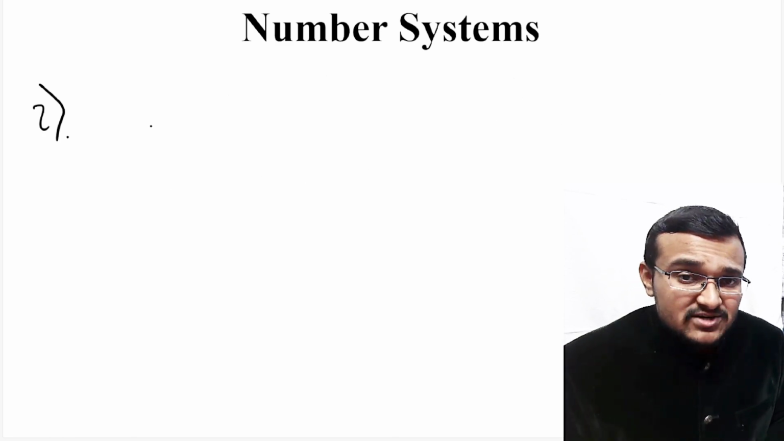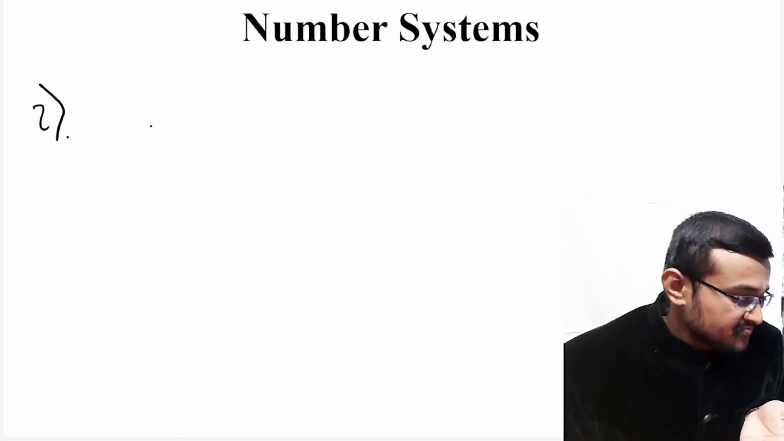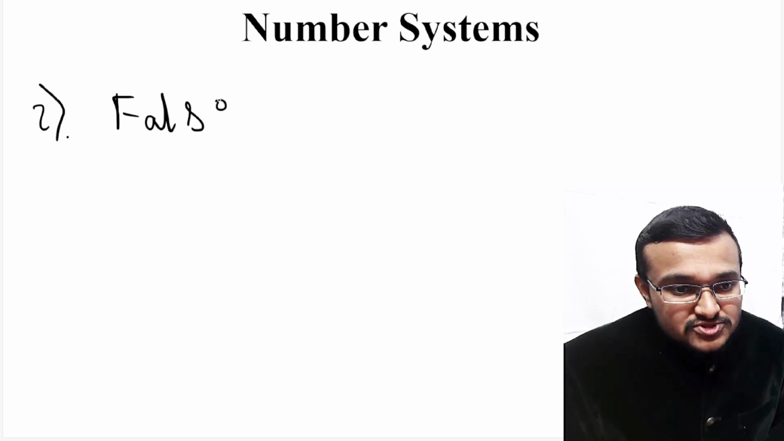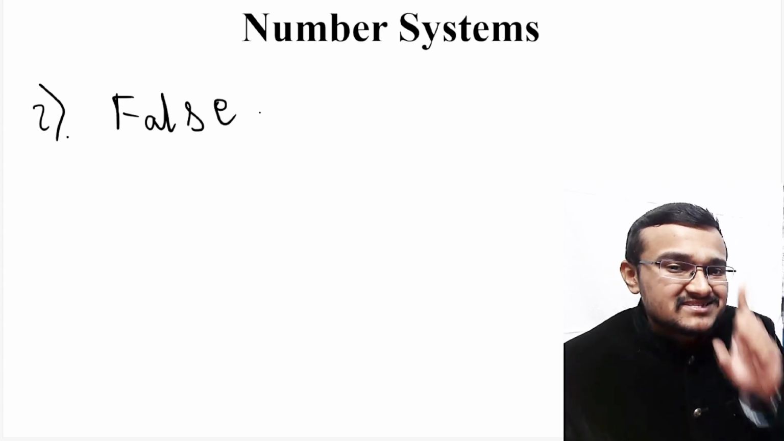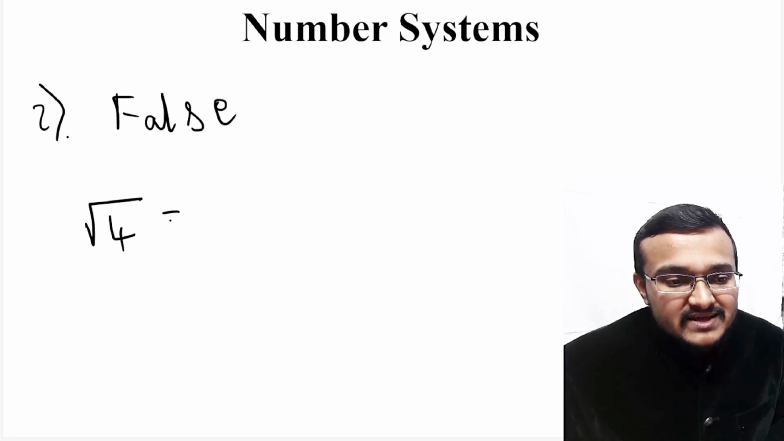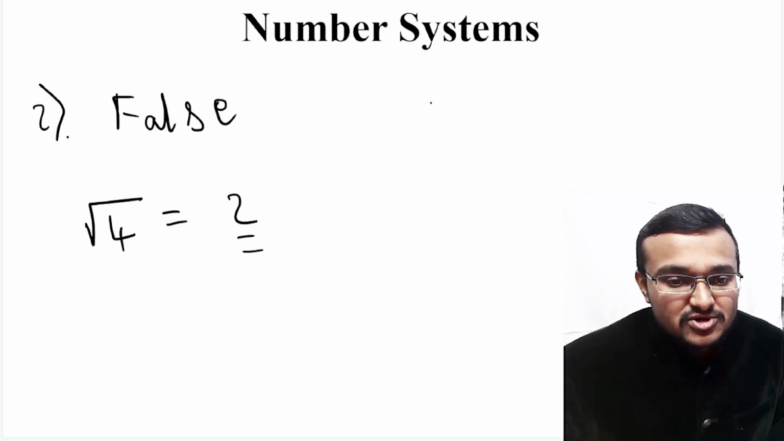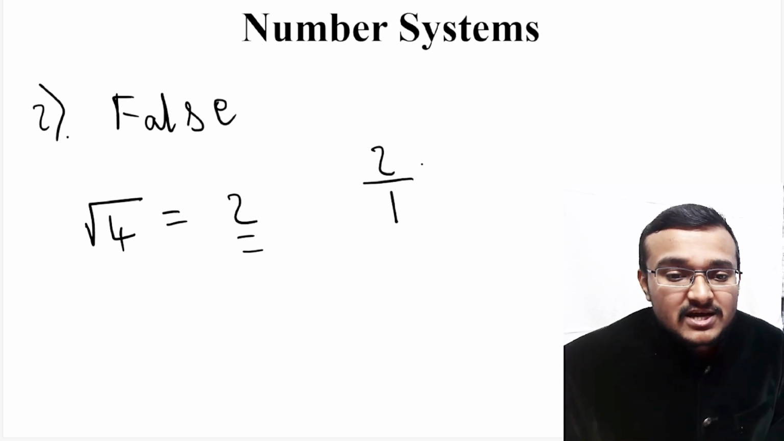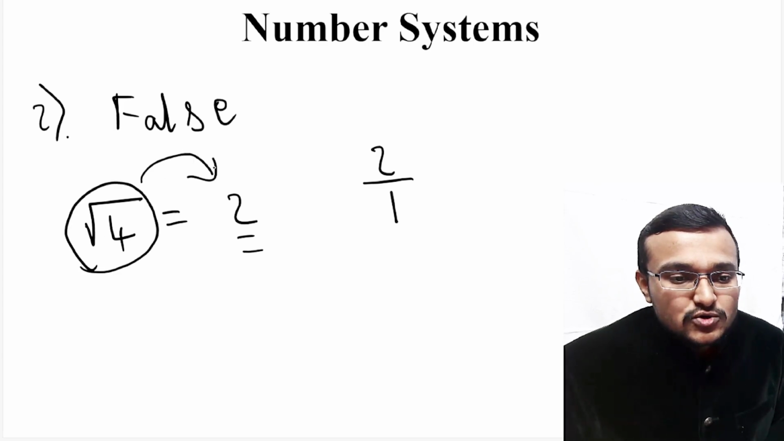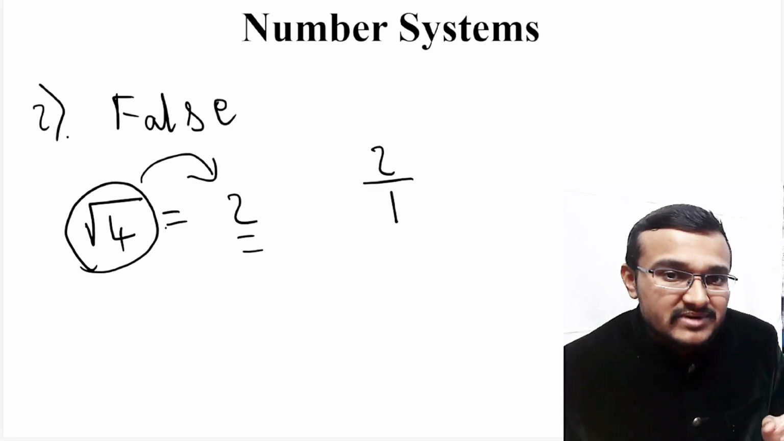Coming to the second question, here they are asking, are the square roots of all positive integers irrational? That is not true. The answer for this second question is also false, because the square roots of certain positive numbers are not irrational. For example, the square root of 4 is 2, where 2 is not an irrational number, it is a rational number, because 2 can be expressed as 2 by 1, that is in p by q form. So the square roots of all natural numbers cannot be irrational numbers.